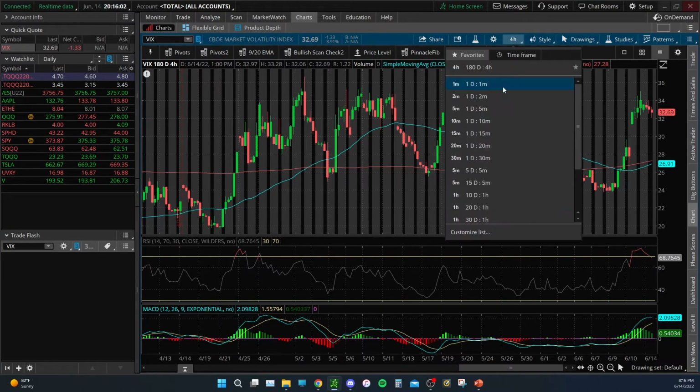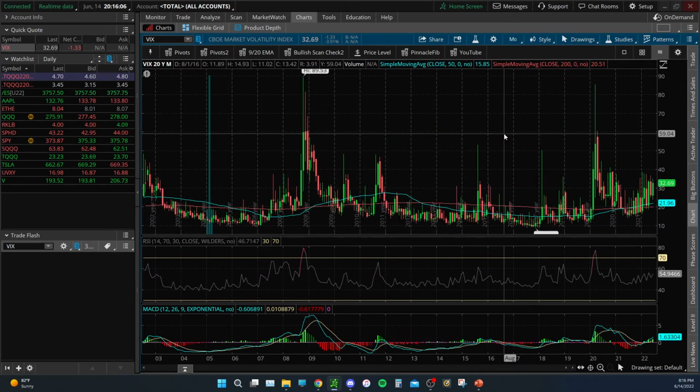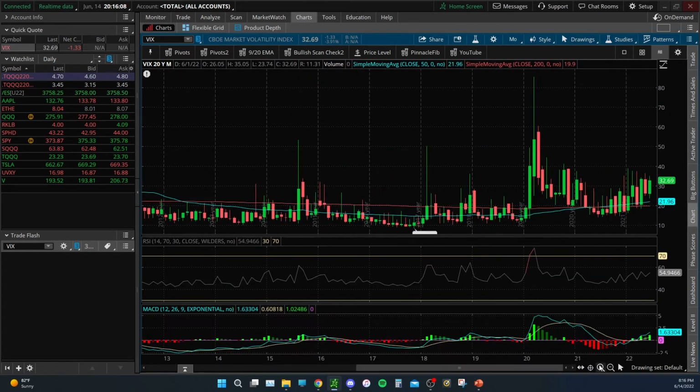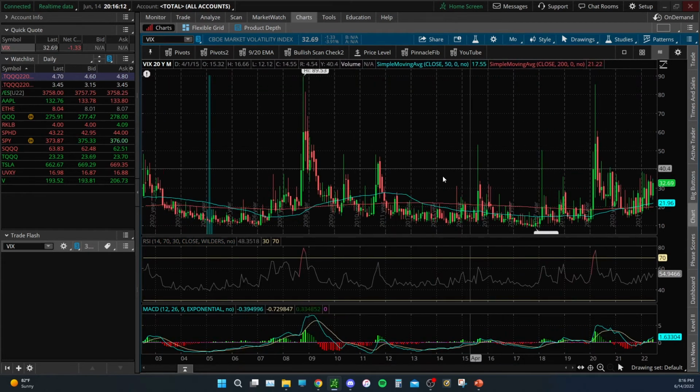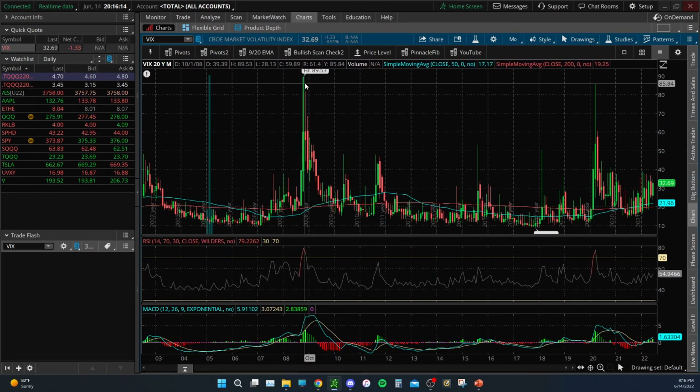I'll show you historically how high the VIX went. And let's take a look at the 20-year chart. Back in 2020, we've seen VIX go up to 80, which was insane. The COVID sell-off. 2008 went up to 89.